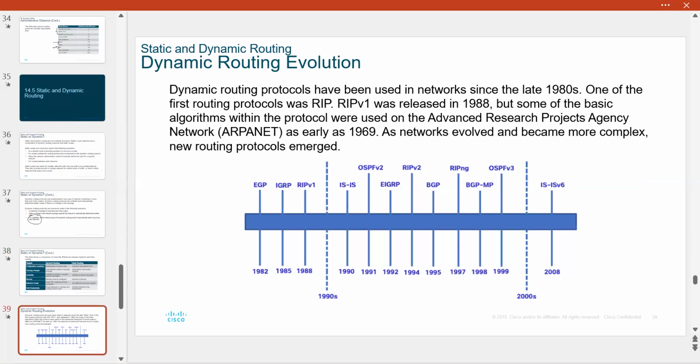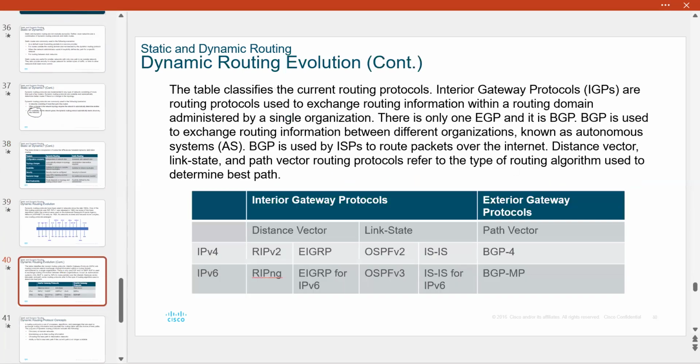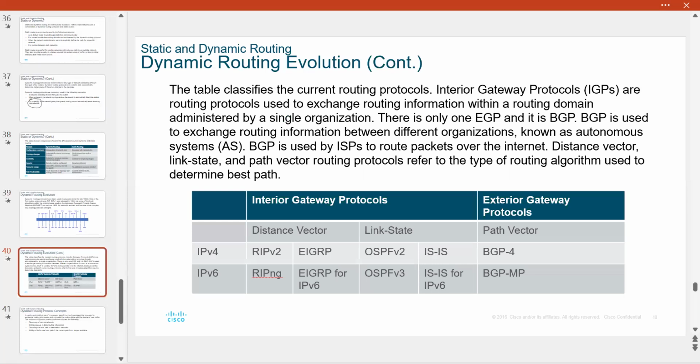3 minutes. Let me try to see if I can finish off. Dynamic routing evolution. I want to look at this. Right. My routing protocols are of two main types.